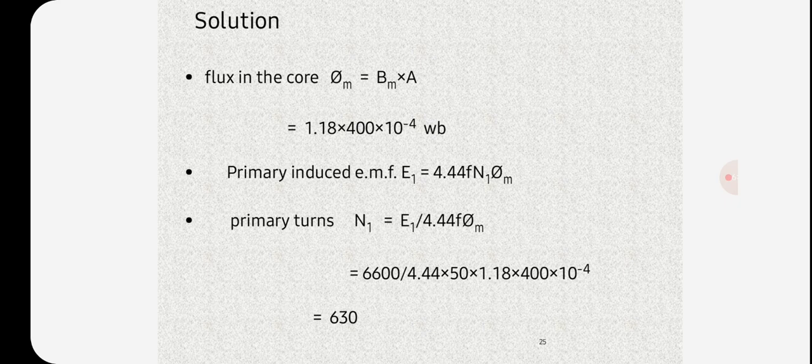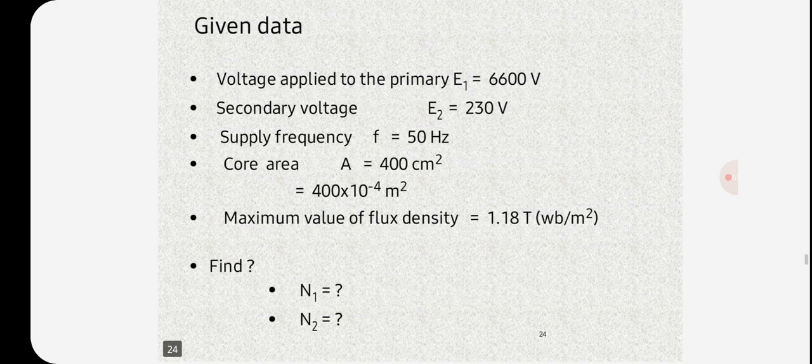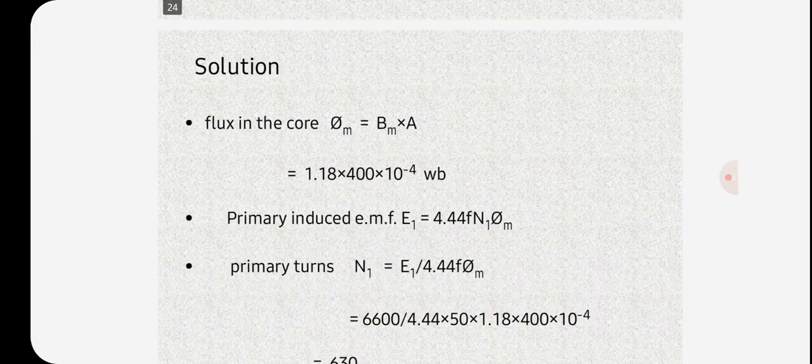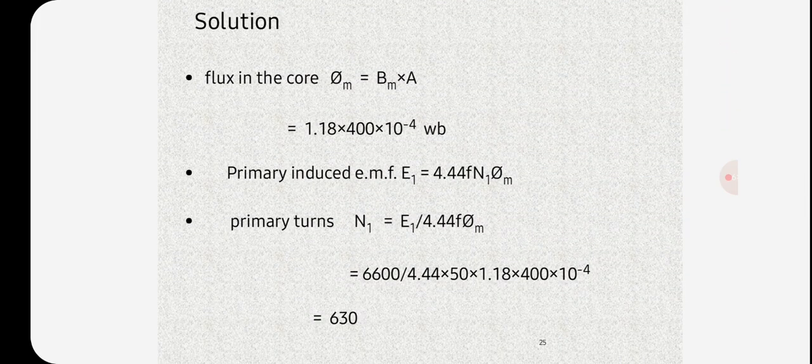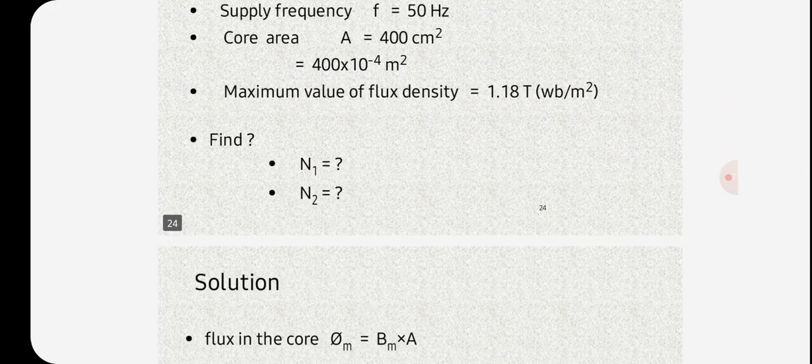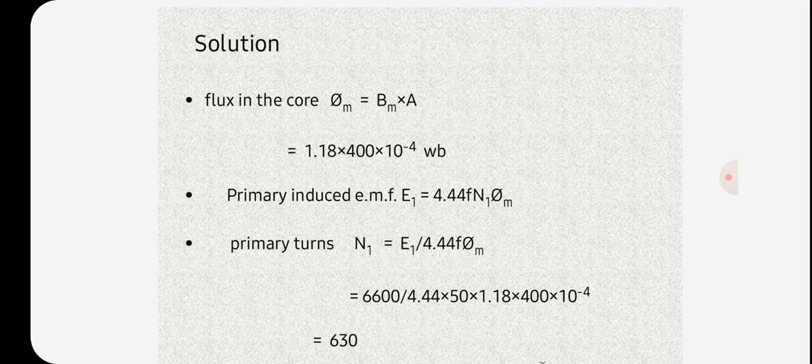For the solution, first we calculate N1 and N2. First, the maximum flux in the core is equal to maximum flux density into area. We know the values of maximum flux density and area, so substituting, that is equal to 1.18 into 400 into 10 to the power of minus 4 Weber.